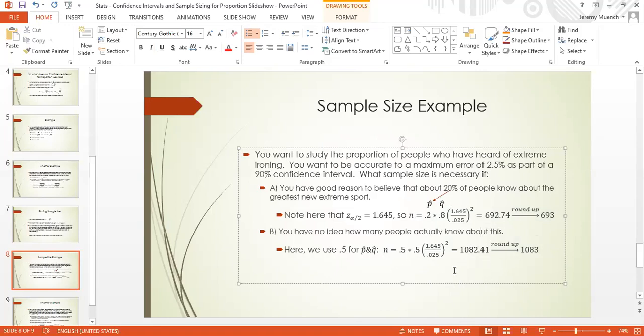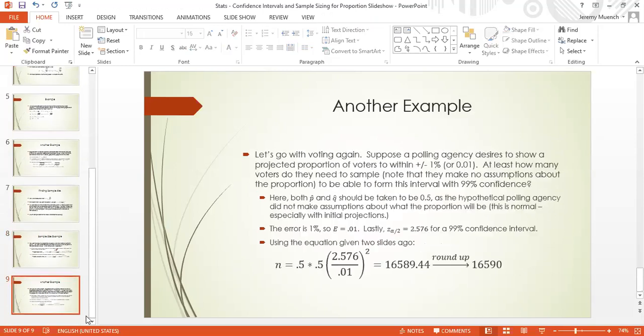So in this case, it comes out to 1082.41. And once again, you need to round up. Even though this would normally round down, because it's sample sizing, you need to round up. So 1083. So let's take a look at one more example.